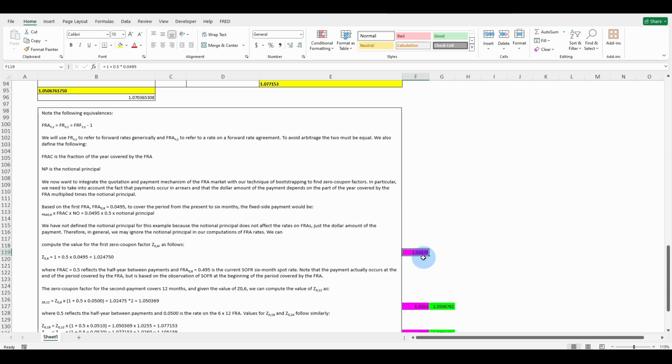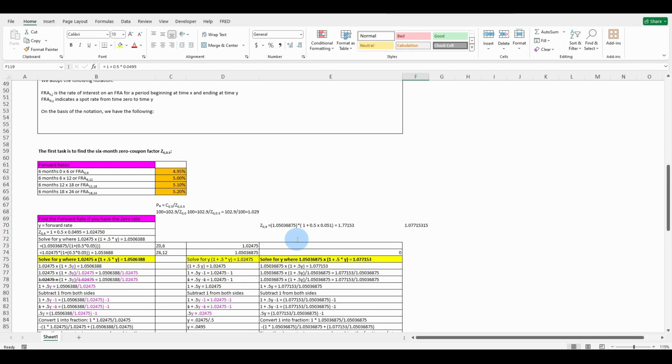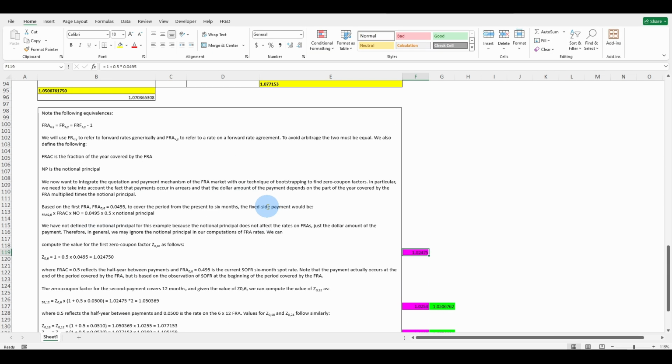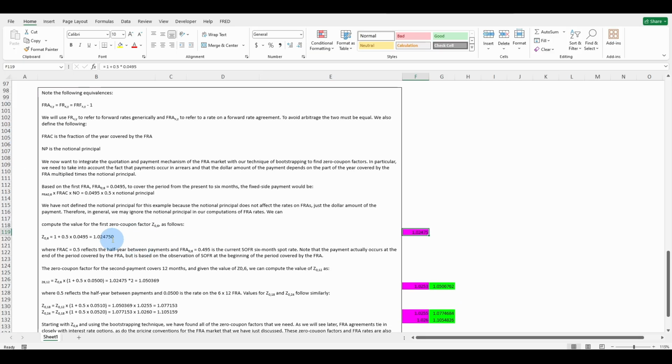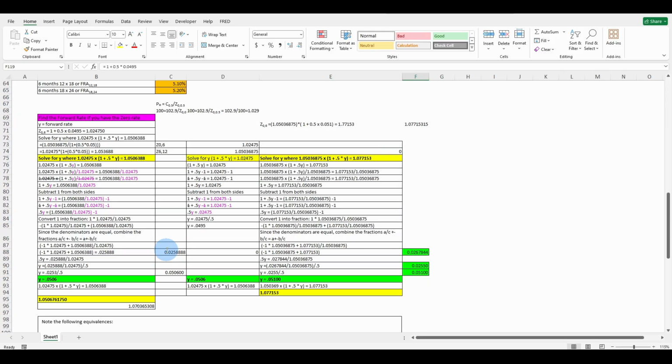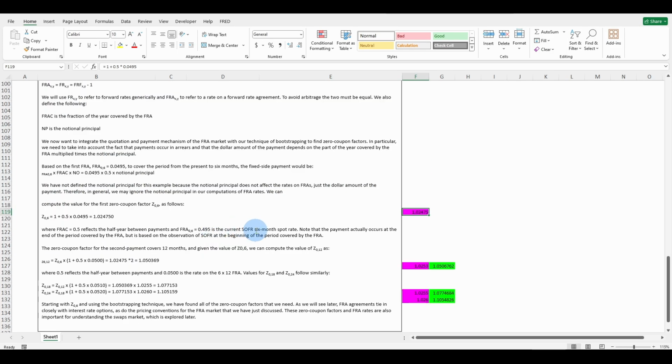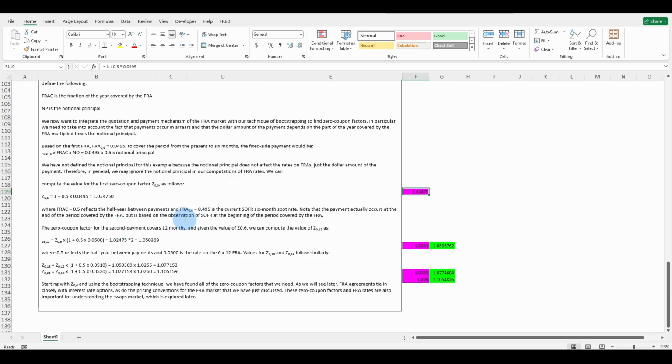We're going to go back down here. Here is the zero for the first 6 months. We can go back to that previous example. I'm just explaining. I know I went through the first computations rather fast, but this is the first 6 months. Then FRAC equal to 0.5 reflects the half year between payments, and FRA equals 4.95 is the current SOFR 6-month spot rate. Back up here, spot rates, 4.95 is the current SOFR 6-month spot rate. Note that the payment actually occurs at the end of the period covered by the FRA, but is based on the observation of SOFR at the beginning of the period covered by the FRA.